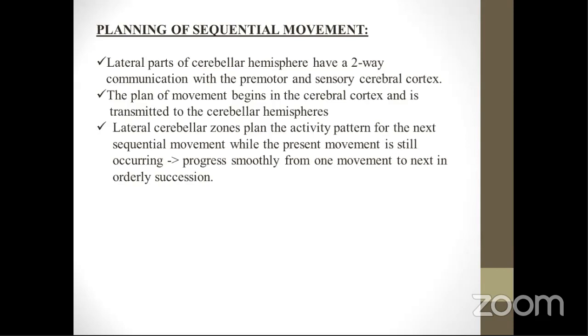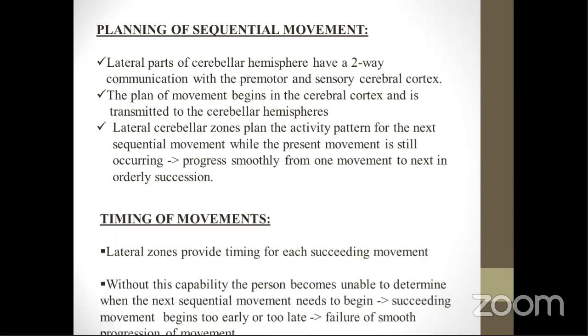Or you can take, if it is not clear, the example of a movie. So you have different parts recorded and then you see a complete movie which is in succession. This is how we always see our movements also occur. And this planning of the sequential movement occurs by the lateral part of the cerebellum.